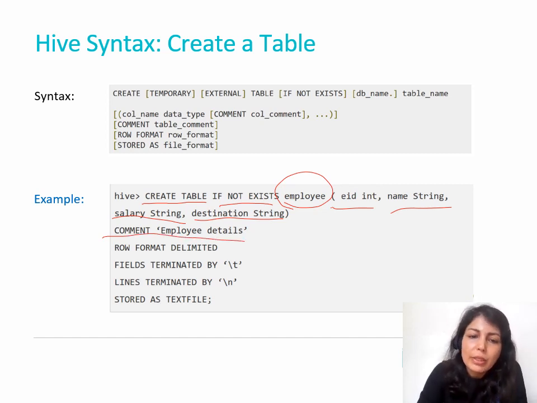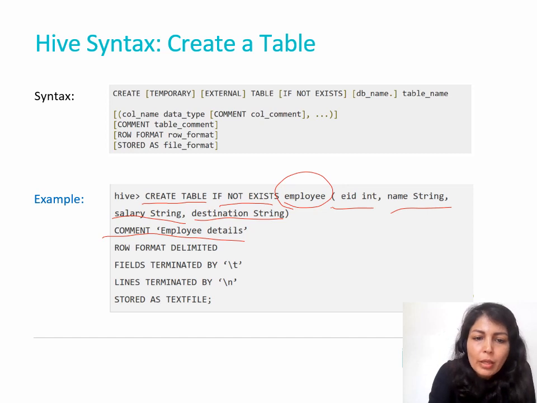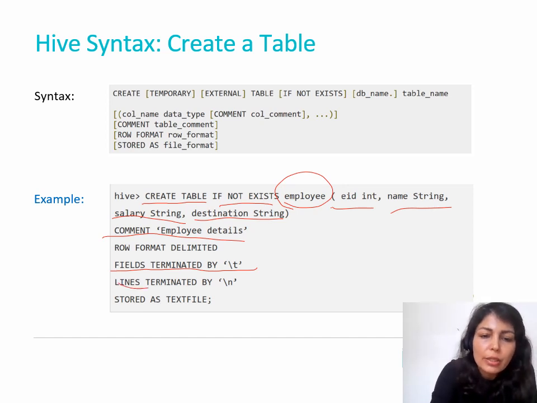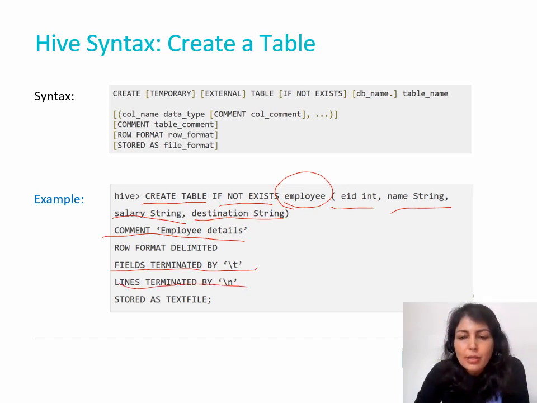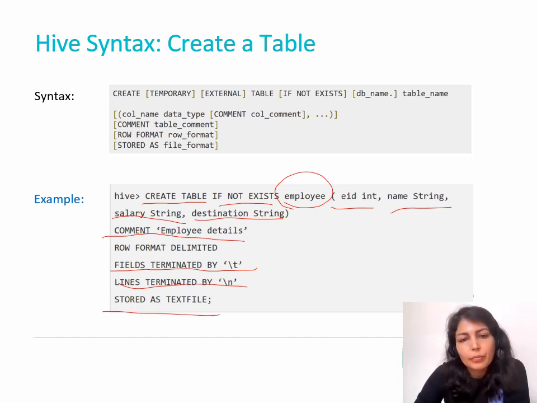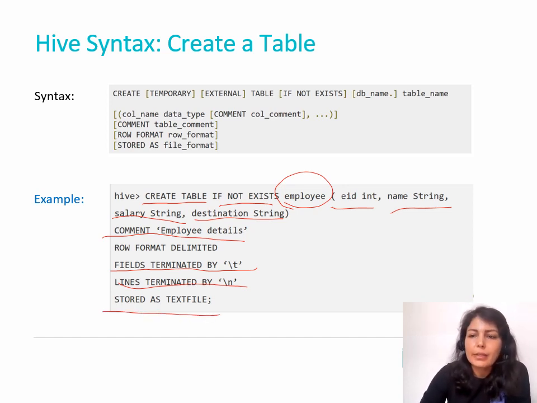What is this? Employee details. This is optional. Row format, delimited, and what is the termination character for fields, and what is the termination character for lines between records. The first one is tab and the second one is a new line. You can keep it as it is when you are creating the database, creating the table, and you can say store as the text file. Okay, this is how you can create a table.